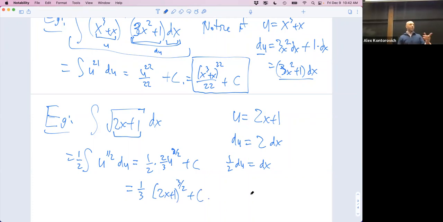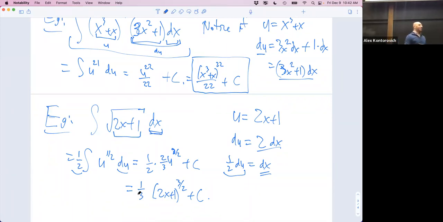Nimmer, you got a question? Why did I divide by 2? So here I just have a dx. I don't have a 2 dx. So if I divide both sides by 2, then the dx is right there. And so I know that I'll need a 1/2 du. Does that make sense? Other questions?